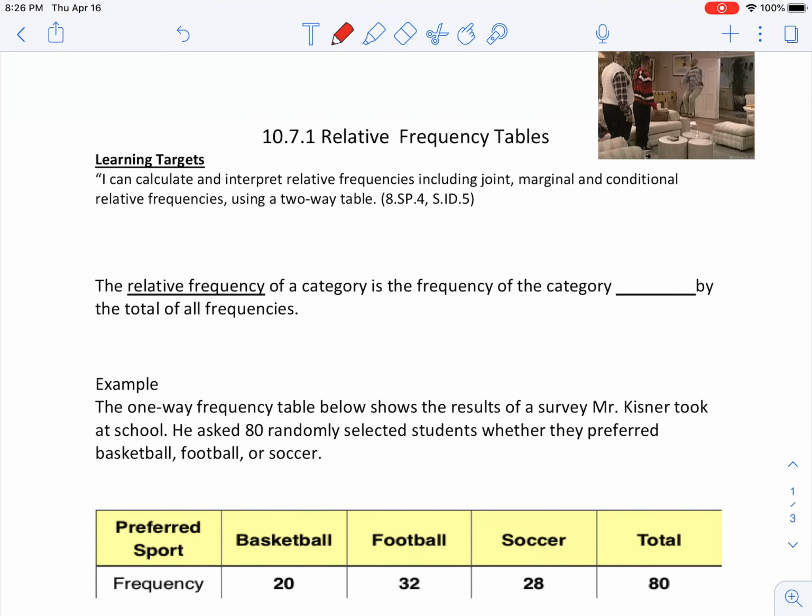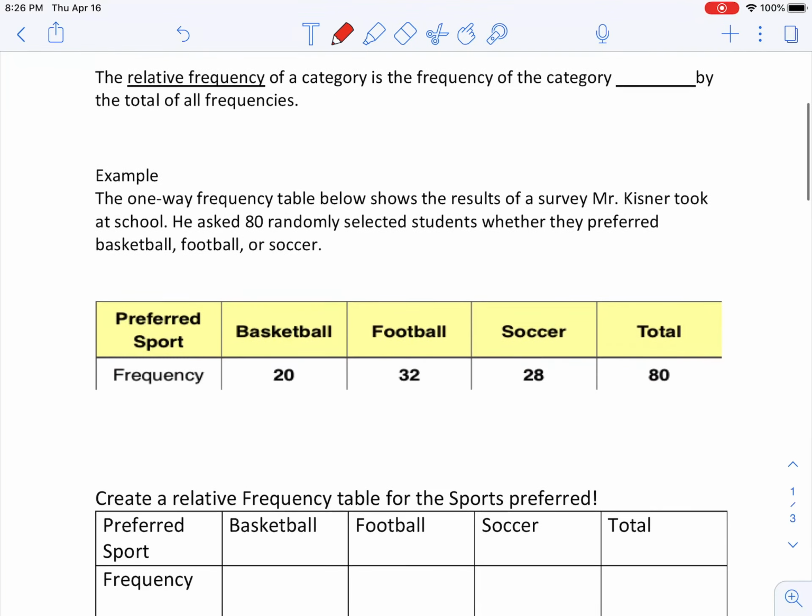We're going to talk about frequency tables. I think you've looked at these in 8th grade, but I can't remember if it was part of your learning targets or if it was removed or not. But regardless, it's going to be pretty quick today.